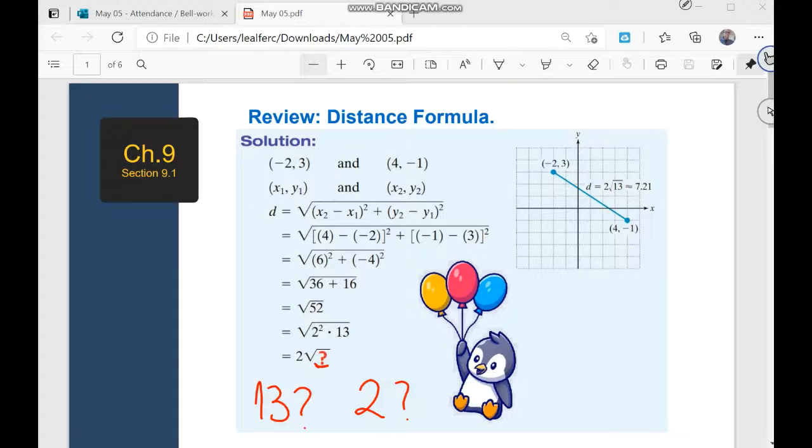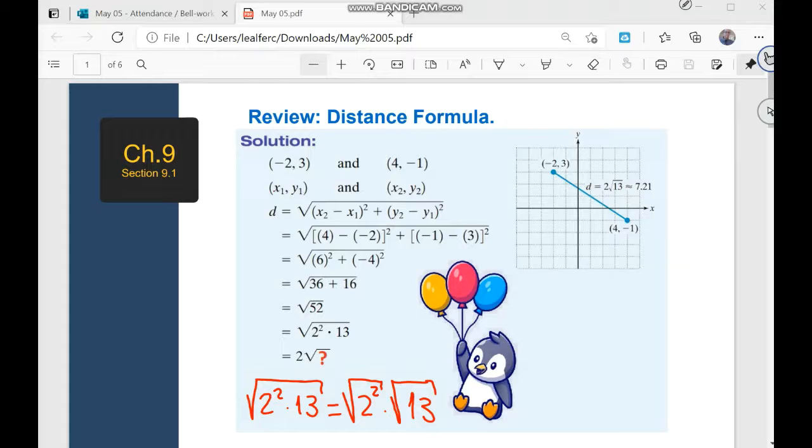Well, on this review, what we have to do is just simplify the last step. This is the last step, square root of 2 squared times 13. Well, 2 squared, we can move this outside, because there's something we can do. This is one of the properties of the square root. You can write the square root of 2 squared times 13 equals the square root of 2 squared, right, times the square root of 13, right?